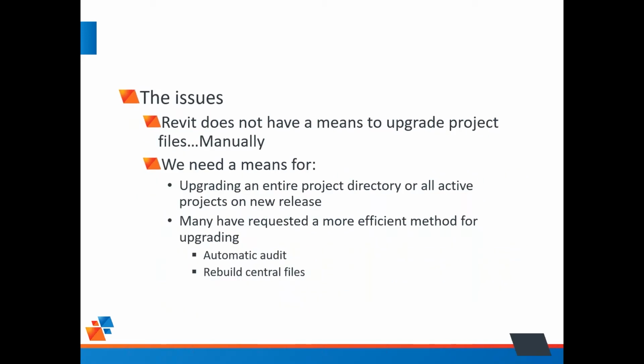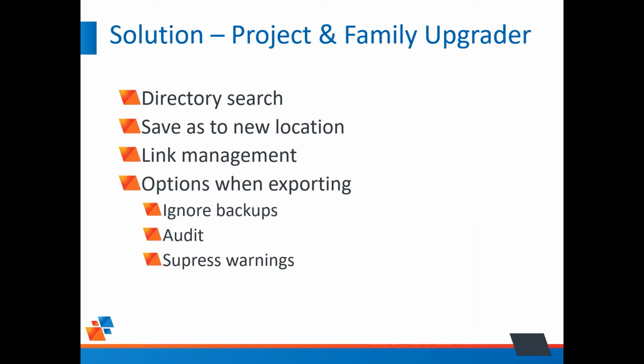So moving on to the next tool, and this would be the final one, the issues. Revit does not have a means to upgrade files. It's a very manual process. So what are we looking for? We're looking for upgrading an entire project directory or all active projects to a new release. Many people have requested more efficient upgrading options such as automatic audits and rebuild as central files. The solution would be the project and family upgrader.